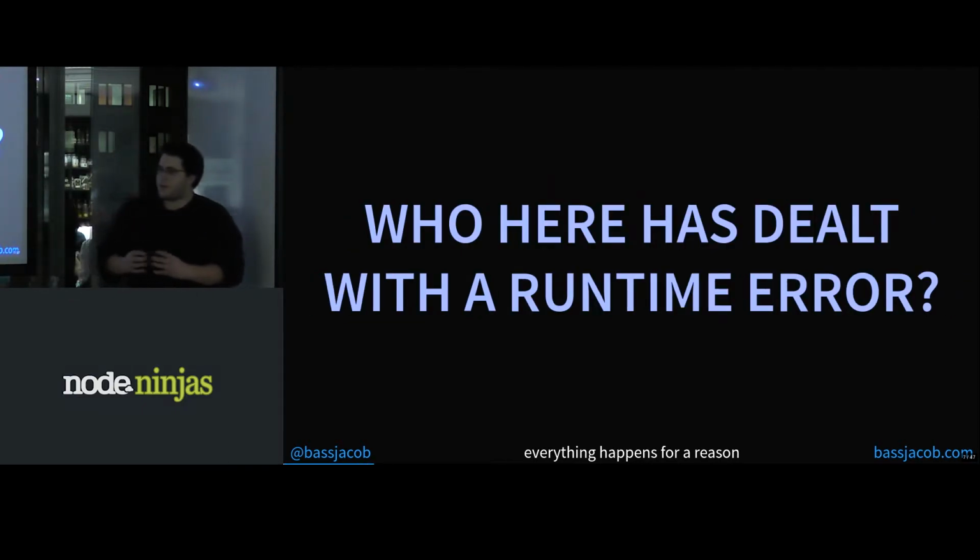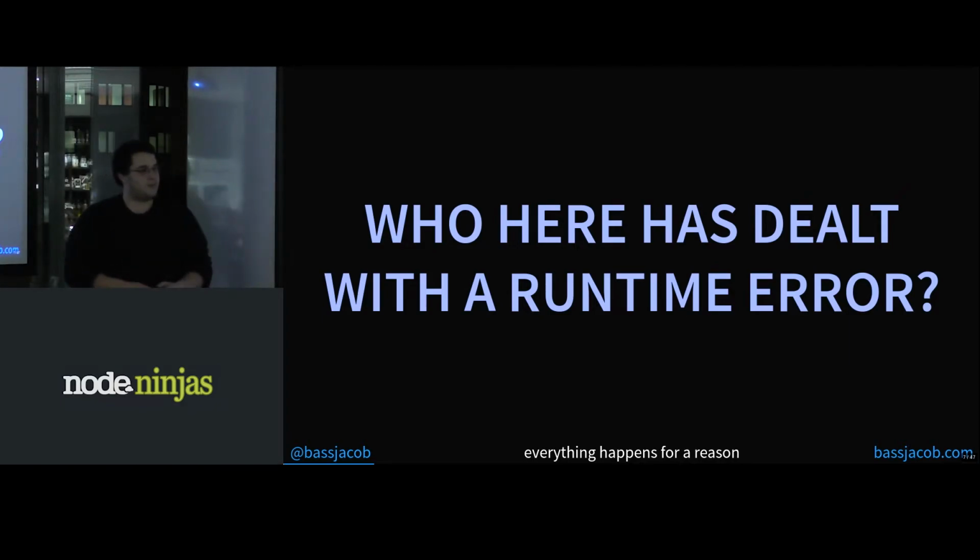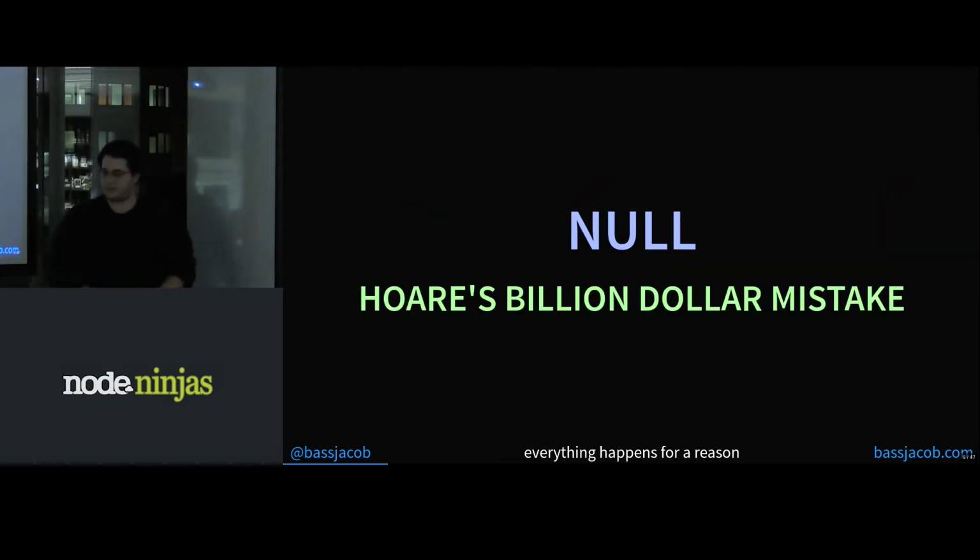So for the people who are here, who's had a runtime error? A runtime error is something that throws when it's running code. Anyone who doesn't have their hand up, you're lying. Or you've caused one, but you've never debugged it. JavaScript is a language where it is almost impossible not to accidentally cause runtime errors. You have to work so hard to avoid them.